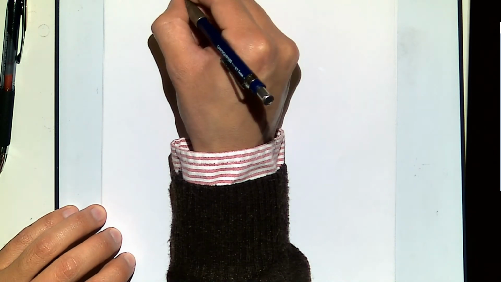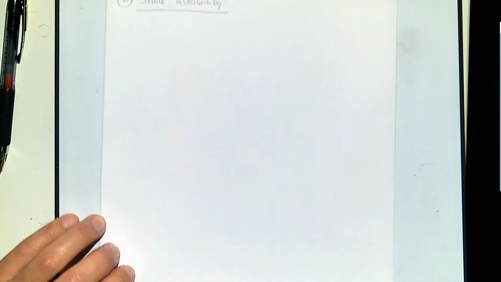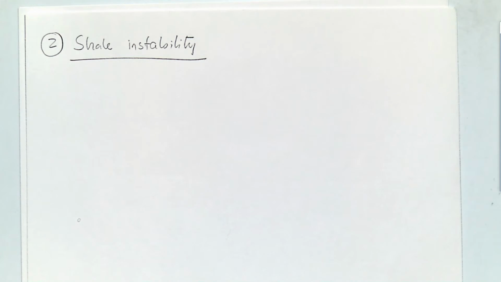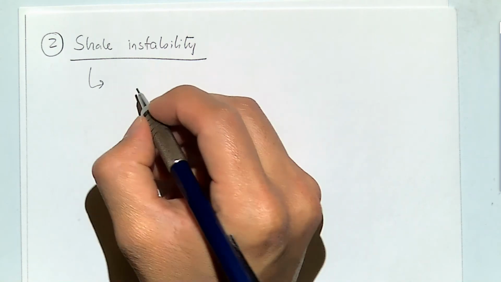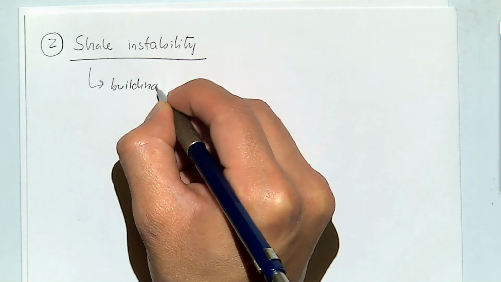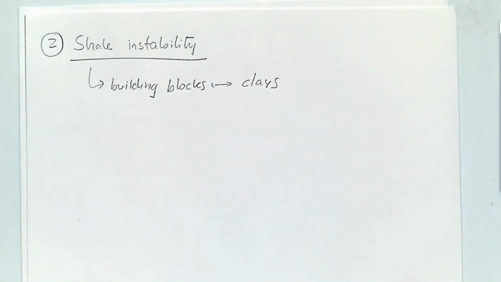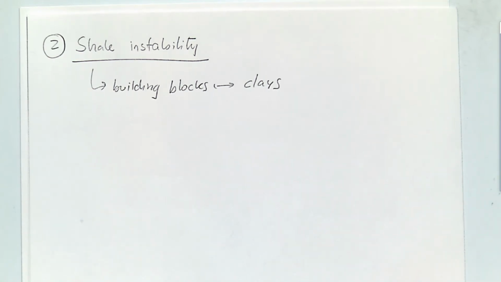The second one is something which is called shale instability, and it's due to the properties of the building blocks of shale. What are the building blocks of shale? What do you have in shale? Clay. And do you remember what are the properties of clays? Do you remember from petrophysics? What is characteristic of clays that you do not find in sand or silt, for example? They swell. And why do they swell? Why?